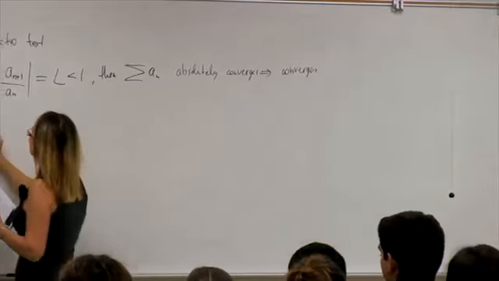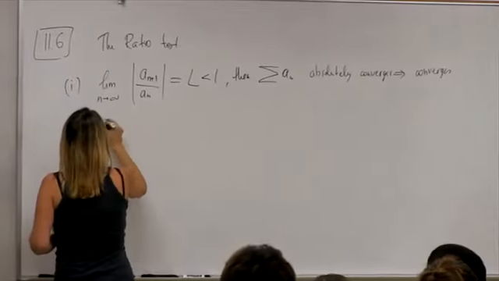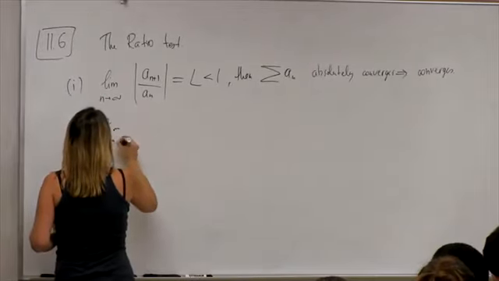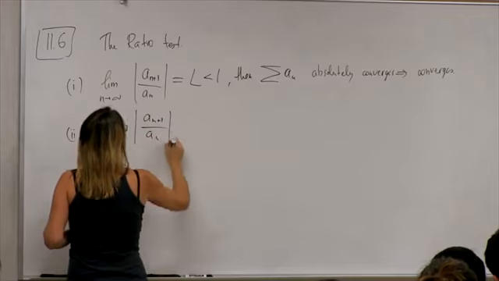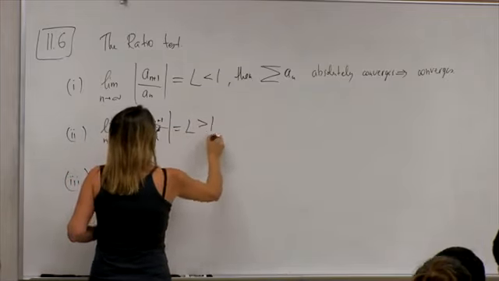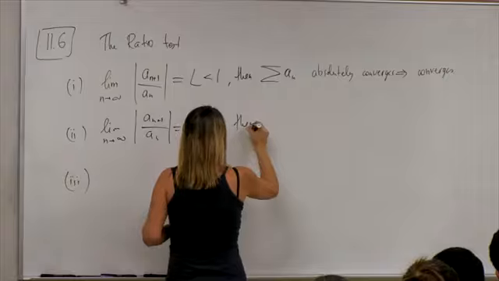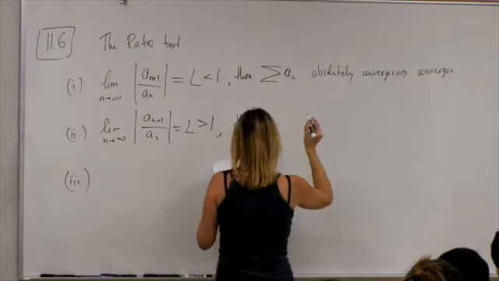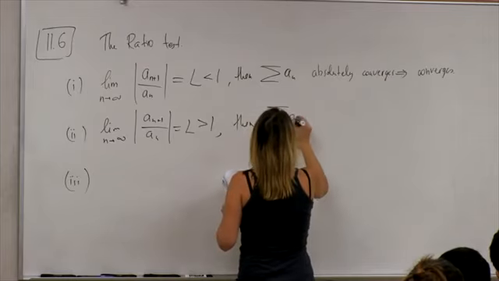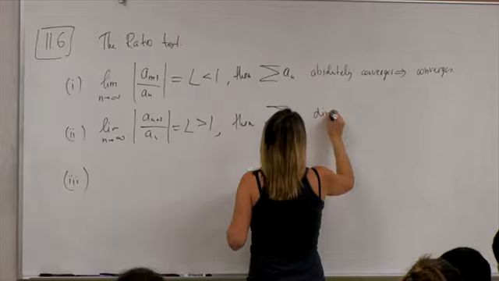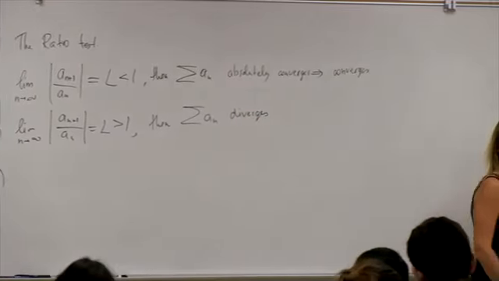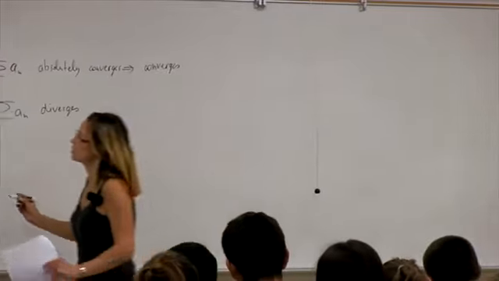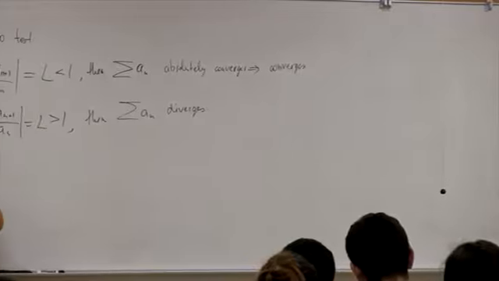So what is the opposite of this case? We can say that if the limit of this ratio is greater than 1, then the series diverges. And of course, there's a third case. What's the third case? It is equal to 1, exactly.